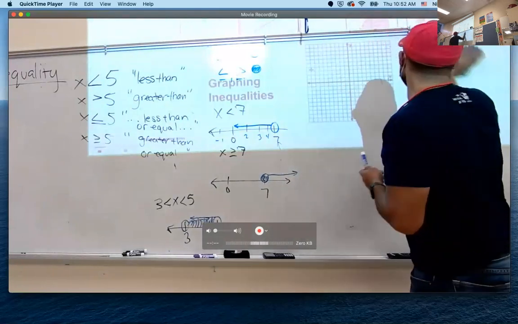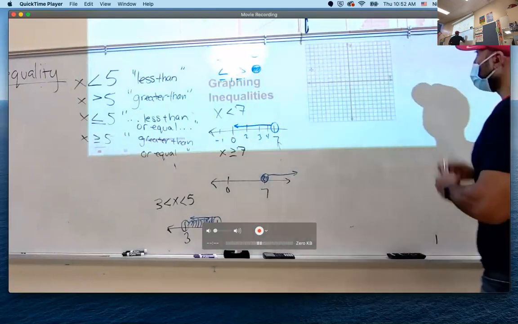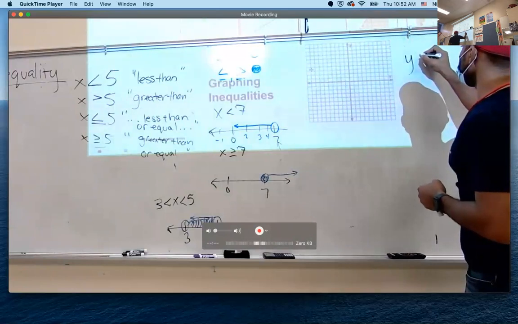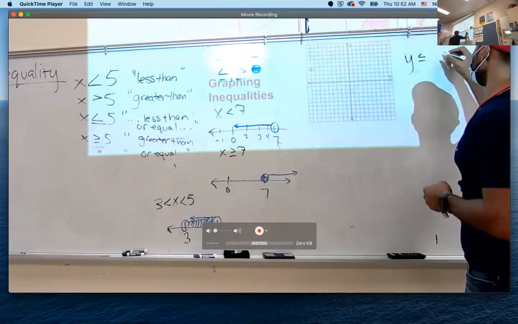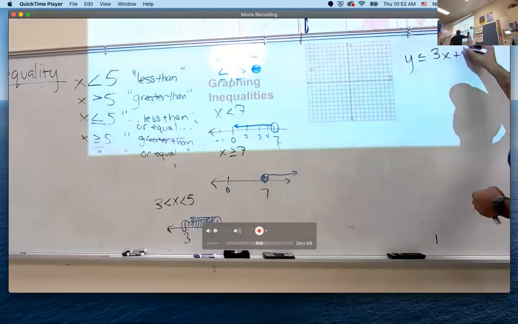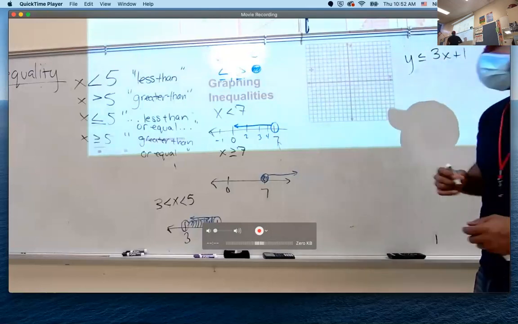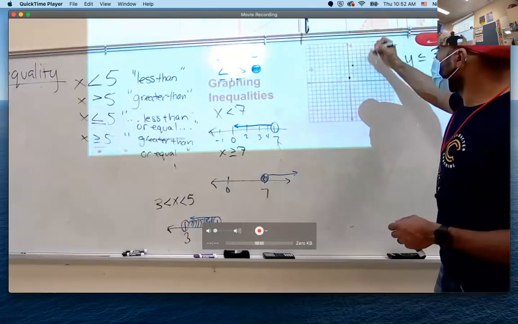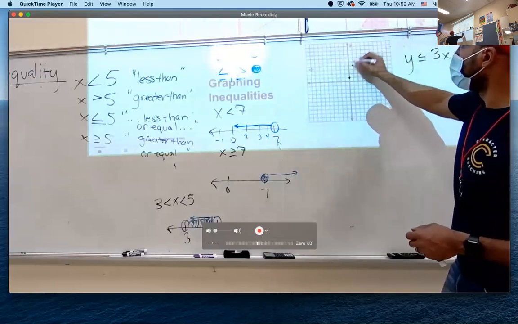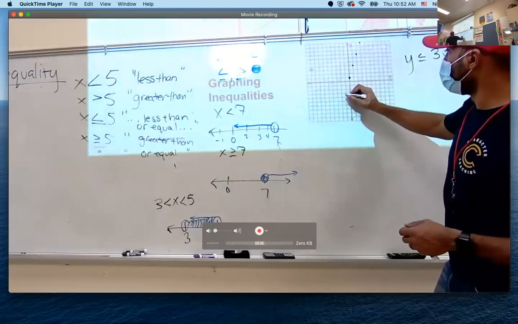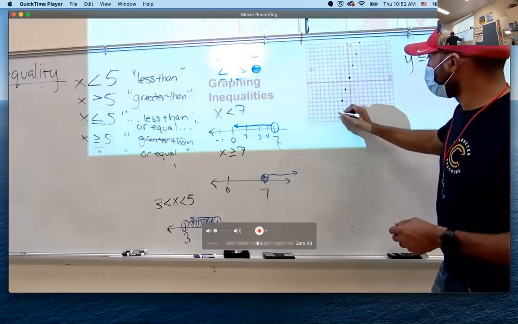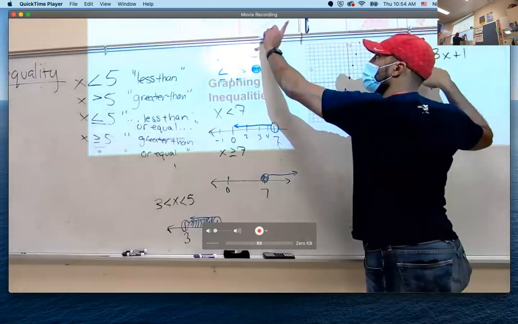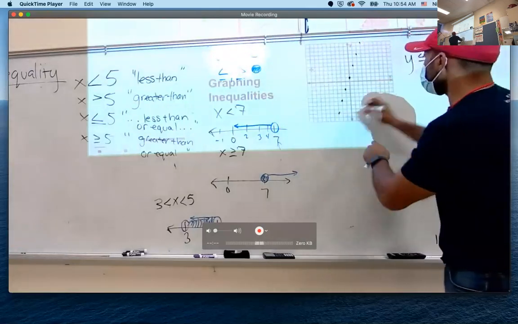Okay, now let's look at another example. What if I have something like, let's go less than 3x plus 1. All right. So graph the same way. Starting at 1, except this time I'm going to go up 3 and over 1. Okay, so now, what kind of line? Solid. Solid line, good.